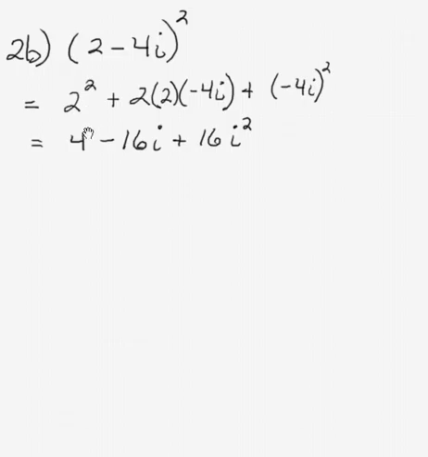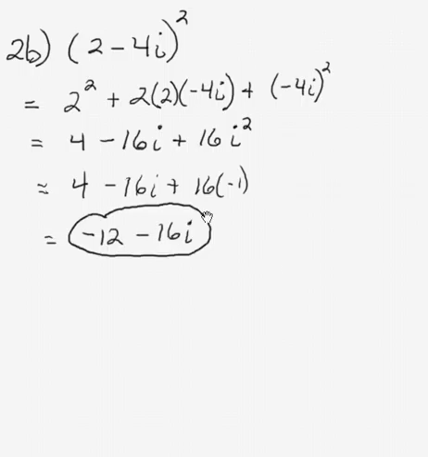So 2 squared is 4. 2 times negative 4i is negative 16i. Negative 4 times negative 4 is 16. i times i is i squared. Don't forget that i squared represents the quantity negative 1. 16 times negative 1 is negative 16. Negative 16 plus 4 is negative 12. So we have negative 12 minus 16i.